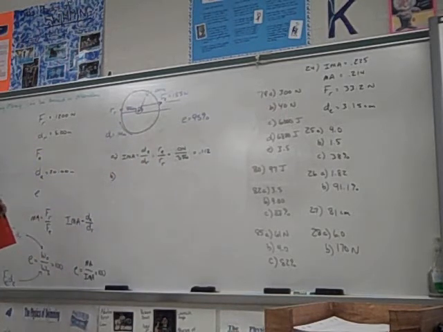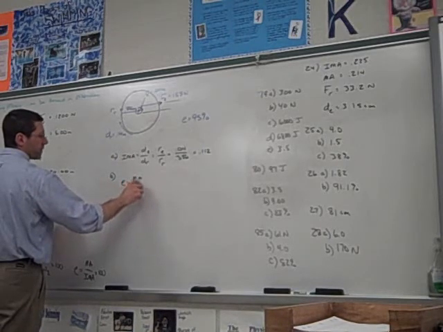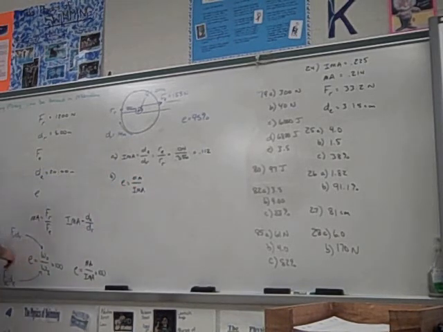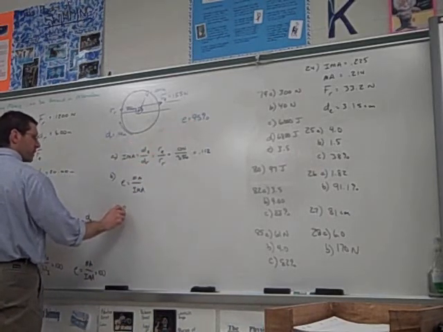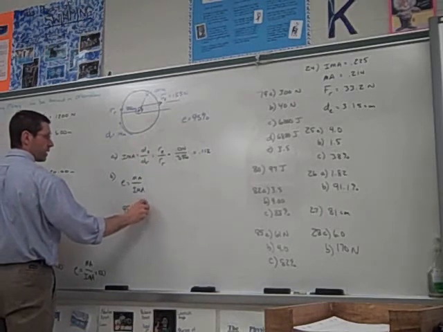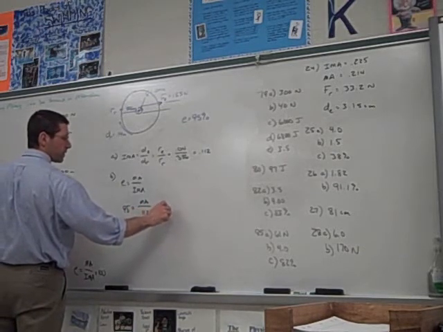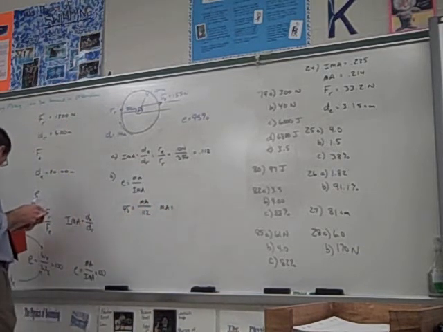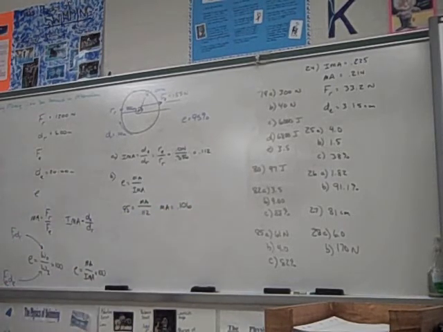For B, it says solve for the MA. Efficiency is also MA over IMA. So you need to figure out what you have that's going to get you the MA. You have efficiency and you have IMA, so you can use this equation. I'm going to convert this to a decimal straight away. So 0.95 equals MA over 0.112. So the MA is 0.106. It's always going to be lower than the IMA because of friction.